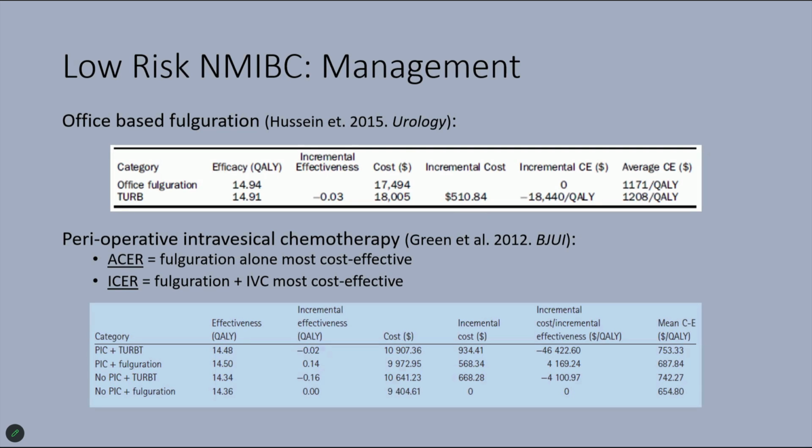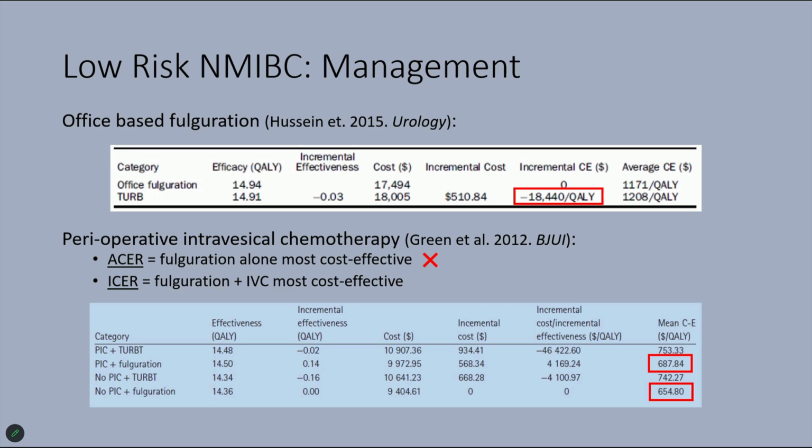I suspect a lot of the trimmable fat within bladder cancer lies within lower risk non-muscle invasive bladder cancer. Hussein et al. performed a model-based cost utility analysis to compare office-based fulguration versus transurethral resection in the operating room for lower risk non-muscle invasive bladder cancer. This was based off outcomes and costing at Memorial Sloan Kettering, and they found that not only was office-based fulguration less costly, it was also more effective, driven by the improved quality of life, squarely falling in the southeast quadrant. Again, this is a negative value because it's in that southeast quadrant, and larger ICERs in this case are more favorable.